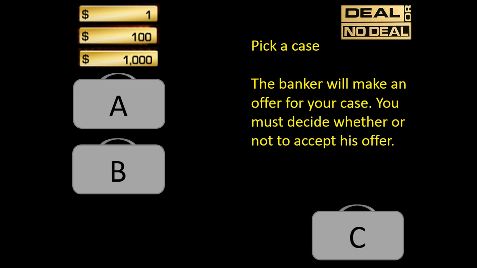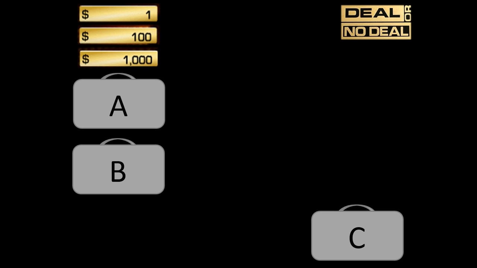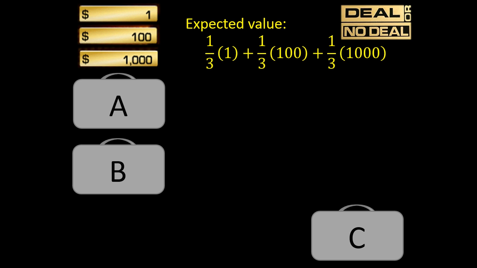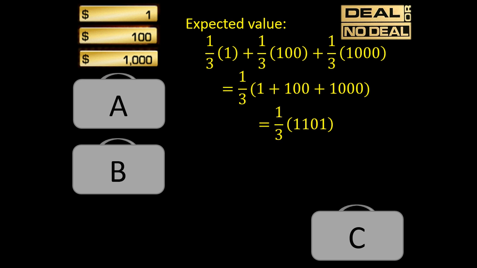The banker is going to make us an offer for our case, and we have to decide whether it's a good offer or not. So let's find the expected value for this game. We've got 3 cases. We could pick any one of the 3 with equal probability. So 1/3 of the time we could have picked the dollar case, 1/3 of the time our case could have been the $100 case, and 1/3 of the time it could have been the $1,000 case, which means the expected value of the game at this point is $367.